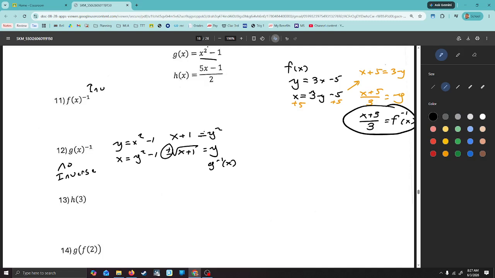A no inverse typically happens when you have a square or even power, so square, fourth power, sixth power, eighth power, or an absolute value. Don't worry about the absolute value thing.